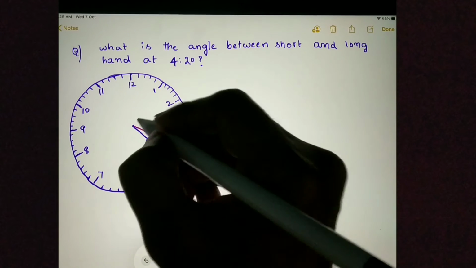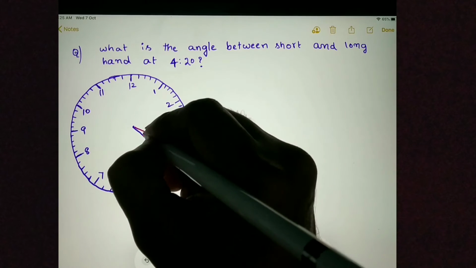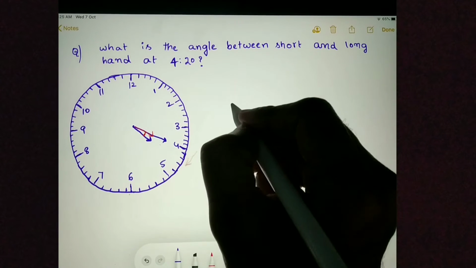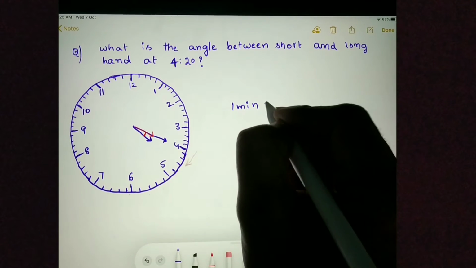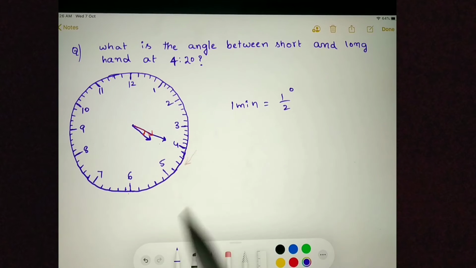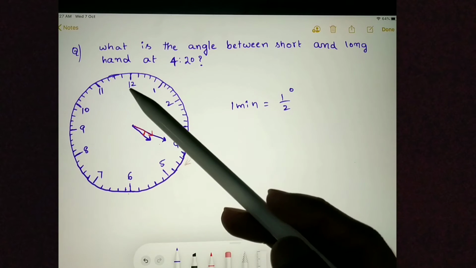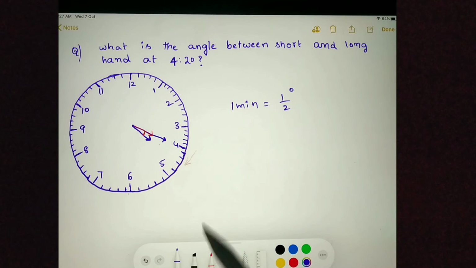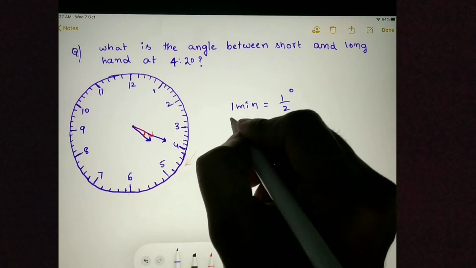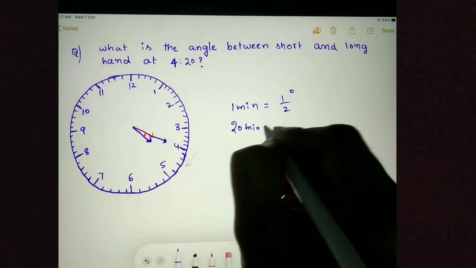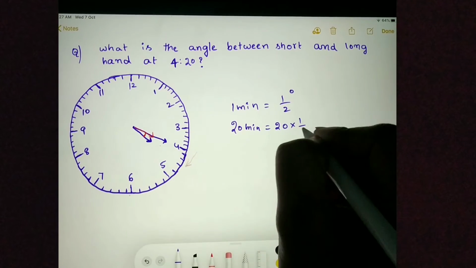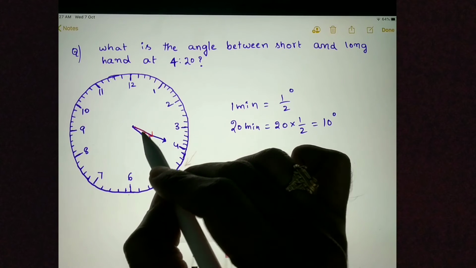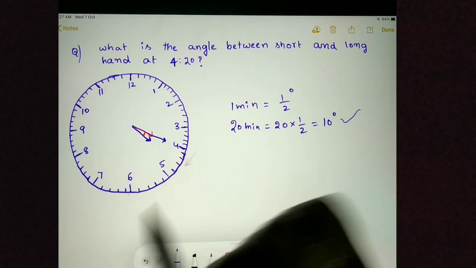Now we need angle between this. How do we get this angle? In 1 minute short hand moves half degree. We know that at 4 o'clock long hand will be exactly at 12 and short hand will be exactly at 4. In 20 minutes how much short hand will move? That is 20 into half. Answer is 10 degrees. The angle between long hand and short hand at 4:20 is 10 degrees.